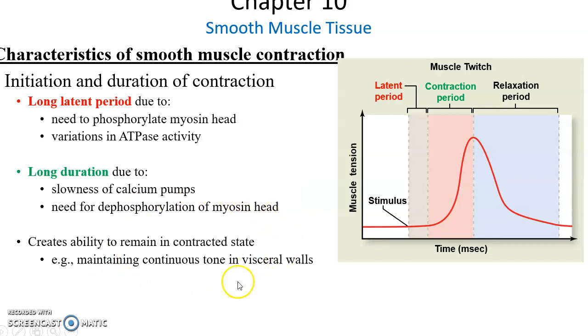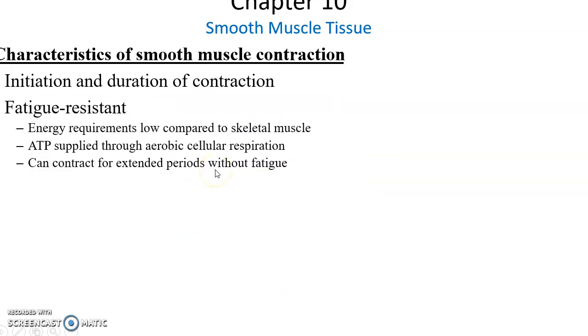Basically, it takes longer for contractions to occur in our smooth muscle tissue, and that is good and that is bad. Basically, it's fine for our visceral organs. It allows for them to maintain a continuous tone and to contract for longer periods of time because everything's just a little slower. They are also more fatigue resistant because they are going slowly.